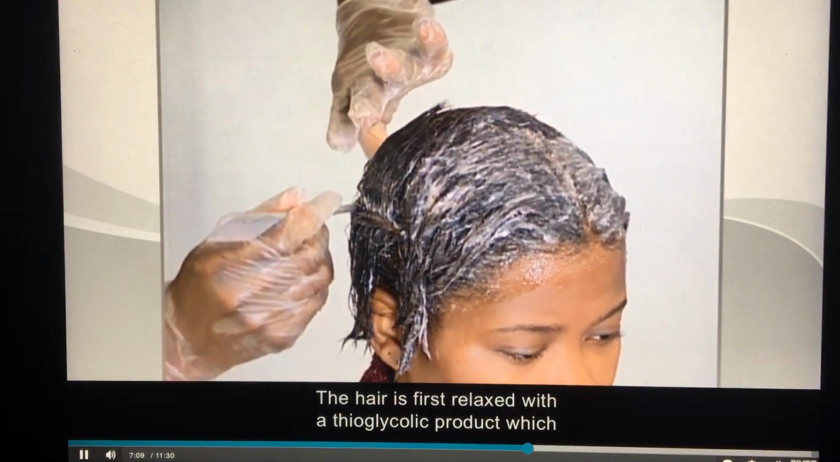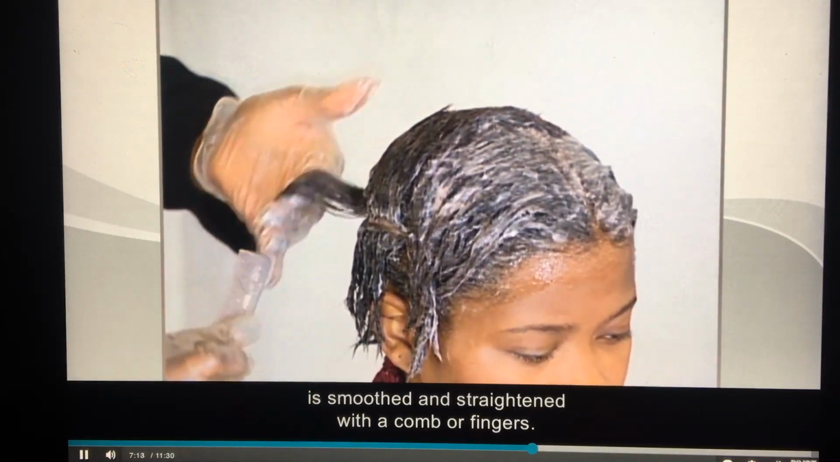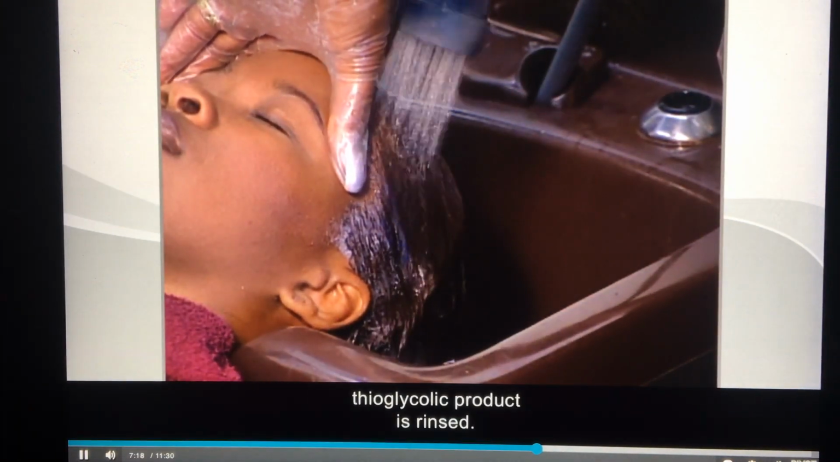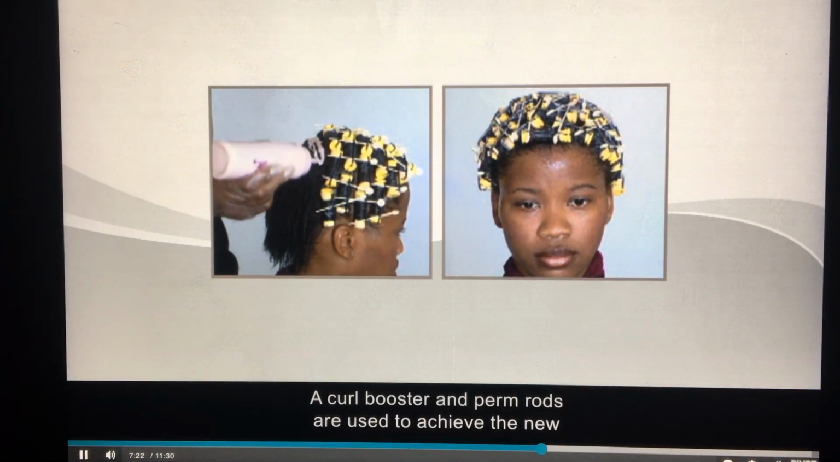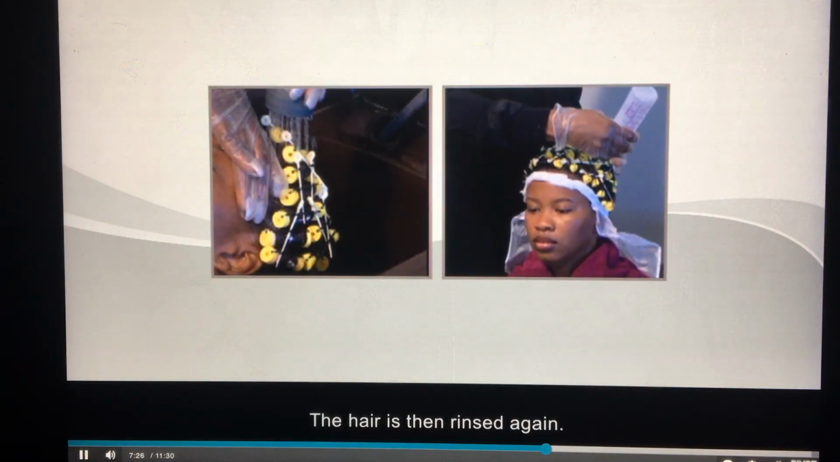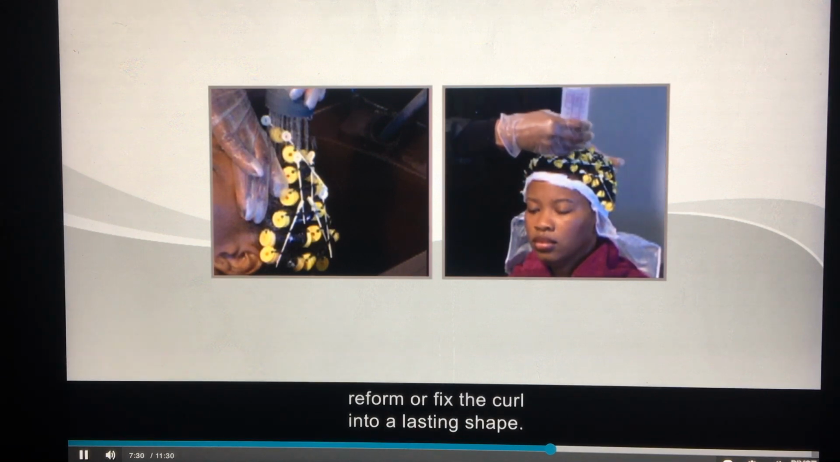The hair is first relaxed with a thioglycolic product, which is smoothed and straightened with a comb or fingers. When the hair has achieved a straightened shape, the thioglycolic product is rinsed. A curl booster and perm rods are used to achieve the new curl formation. The hair is then rinsed again, and a neutralizing or bonding lotion is applied to reform or fix the curl into a lasting shape.